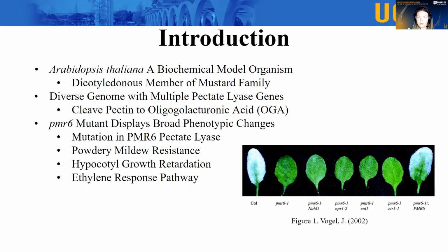One of the mutants that we study is the Pmr6 mutant. This mutant has a loss of function of the Pmr6 gene, so it has lost the ability to enzymatically degrade pectin into OGA. The reason this mutant was first discovered was because it's naturally powdery mildew resistant. In this image, you can see powdery mildew on the wild type here, and on different Pmr6 mutants, which are naturally powdery mildew resistant. This is why the mutant is a widely studied organism.